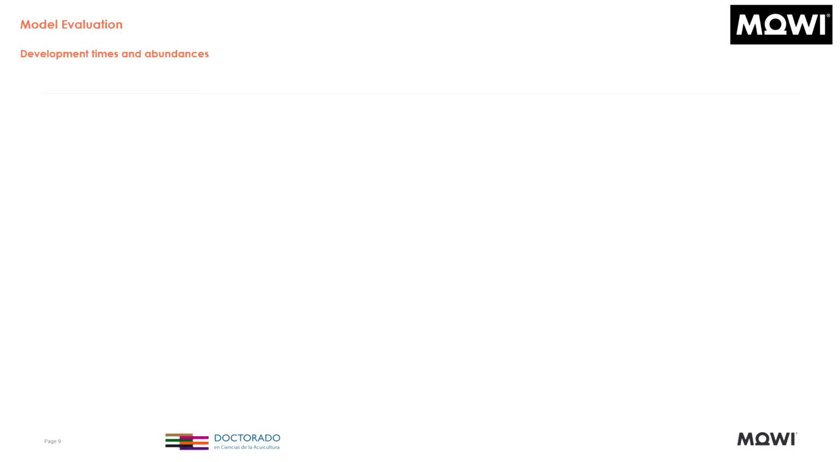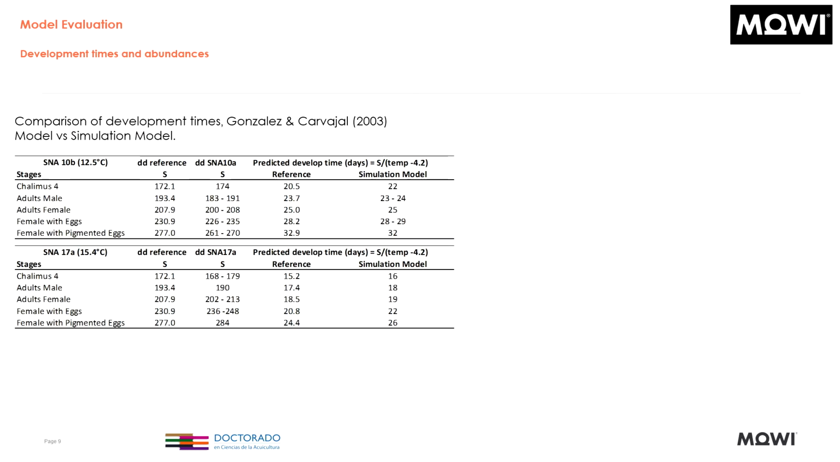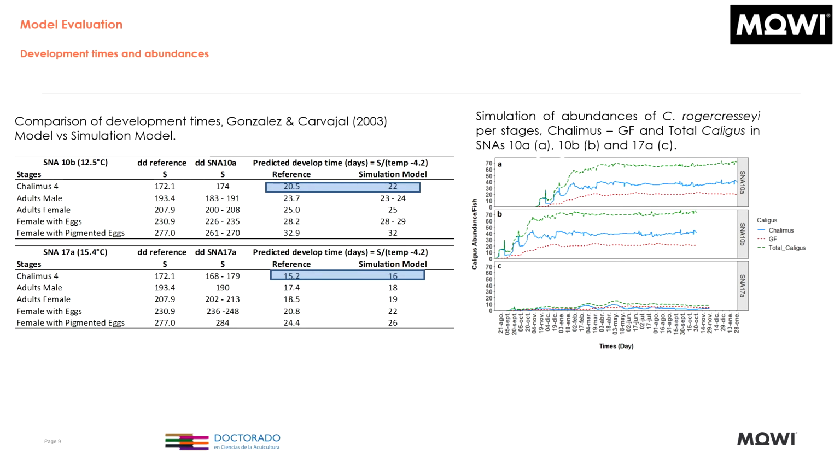Regarding some data about the model evaluation, the development time and abundance, here you can see a comparison of the development time, compared with this reference, González y Carvajal, who describe the life cycle of Caligus. These are the output of the model, and we can see in this table that in general, our model was quite consistent with the reference in terms of the different development time for the different stages of the Caligus.